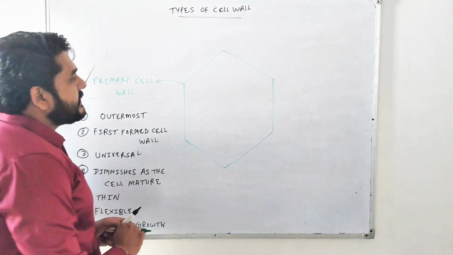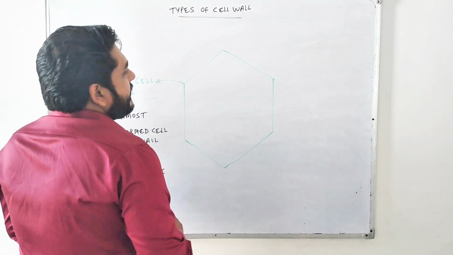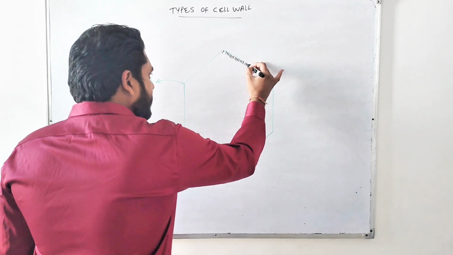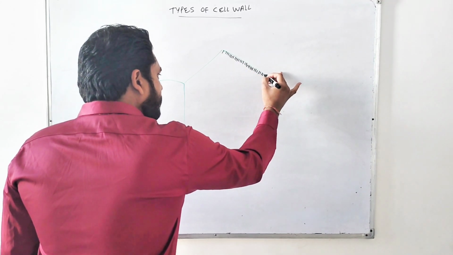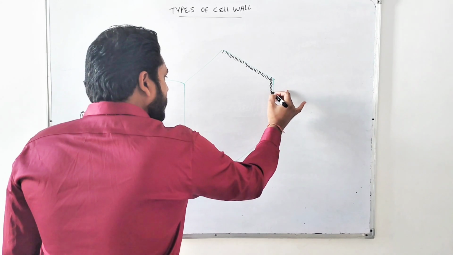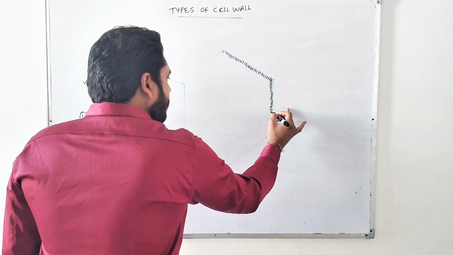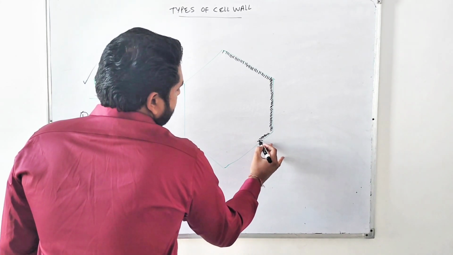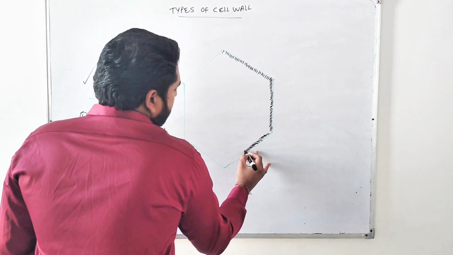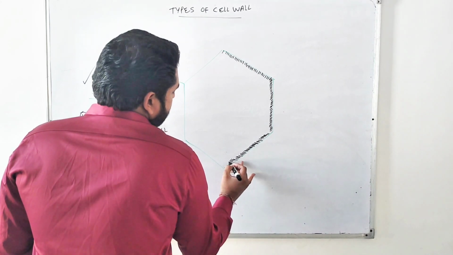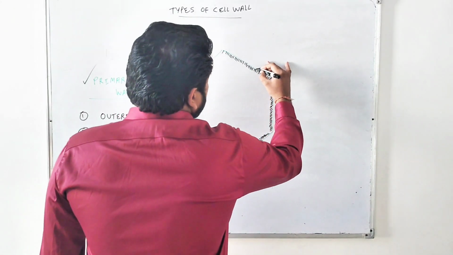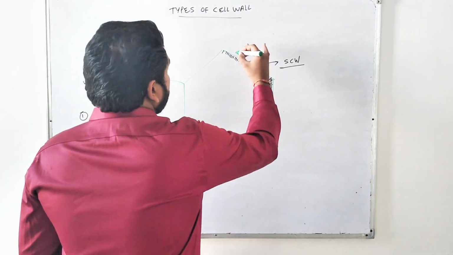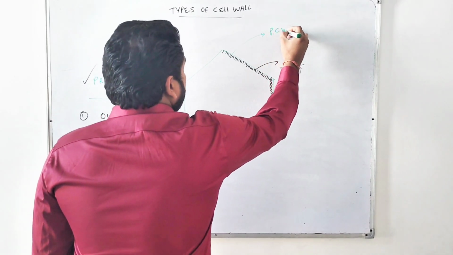Now I am going to draw the next cell wall, which is formed on the inner side of the cell beneath the primary cell wall. Let's say this one is what? This one is the secondary cell wall, on the inner side of the primary cell wall. So this one which I have drawn over here is the secondary cell wall. And this one was the primary cell wall.